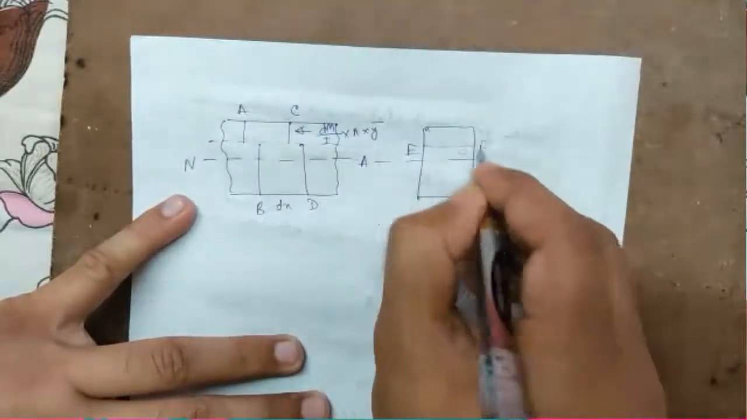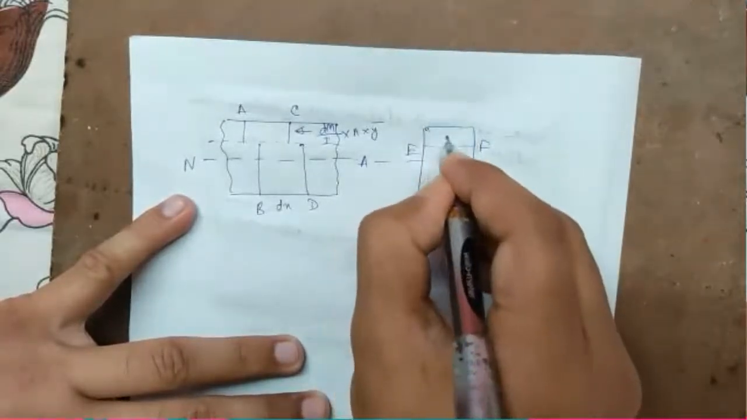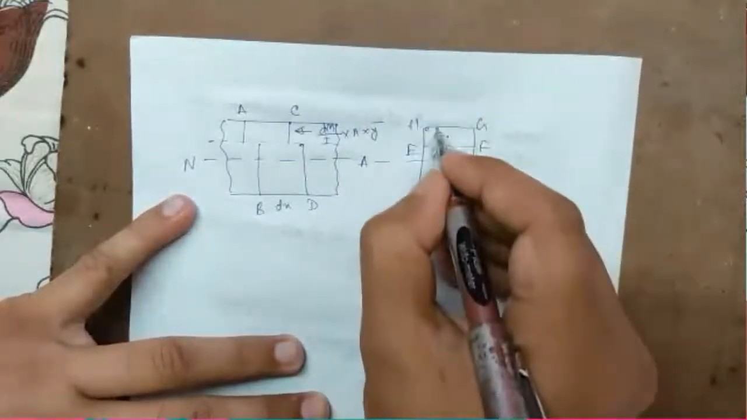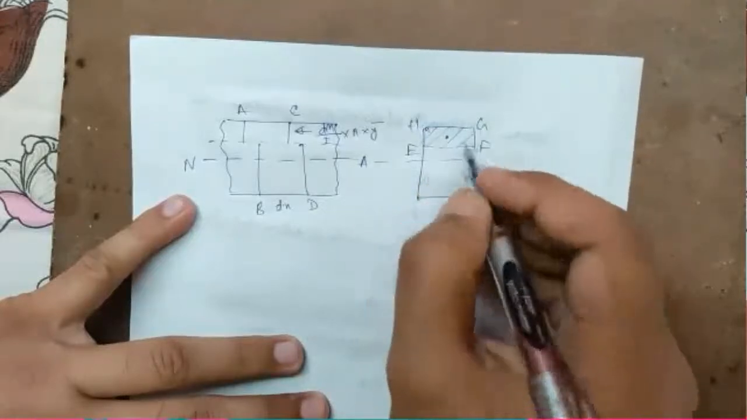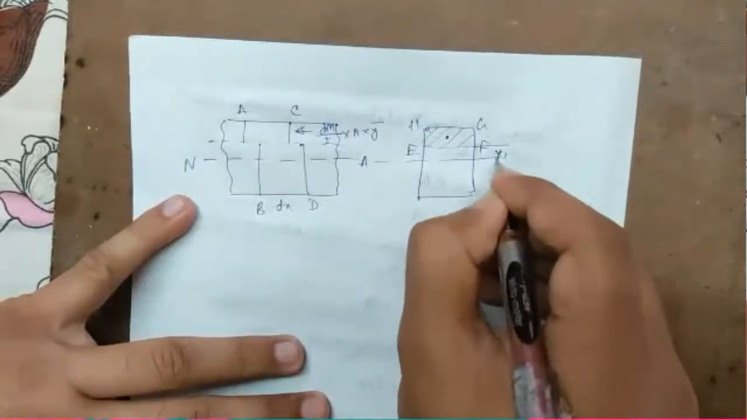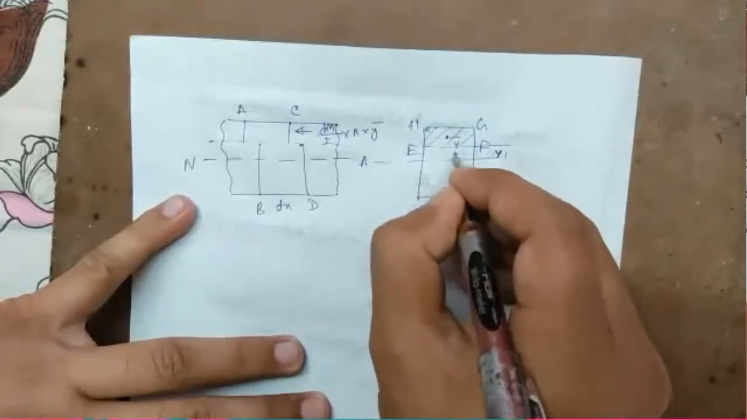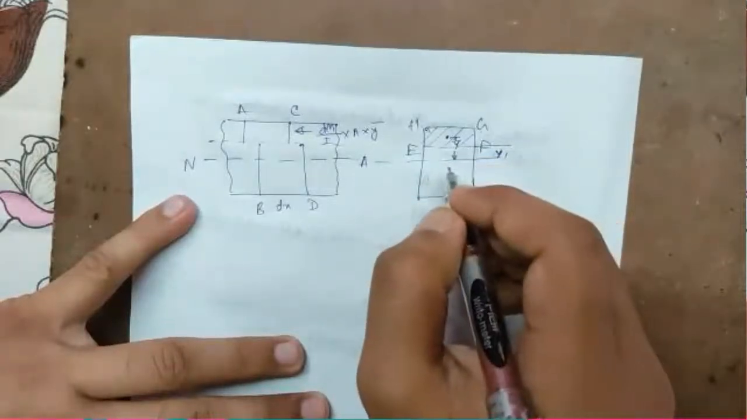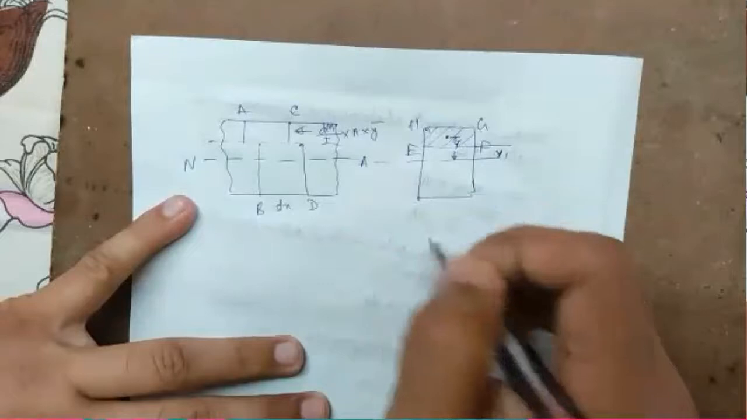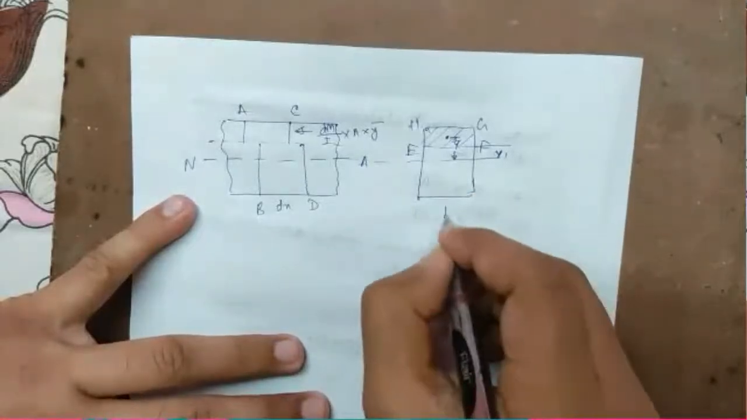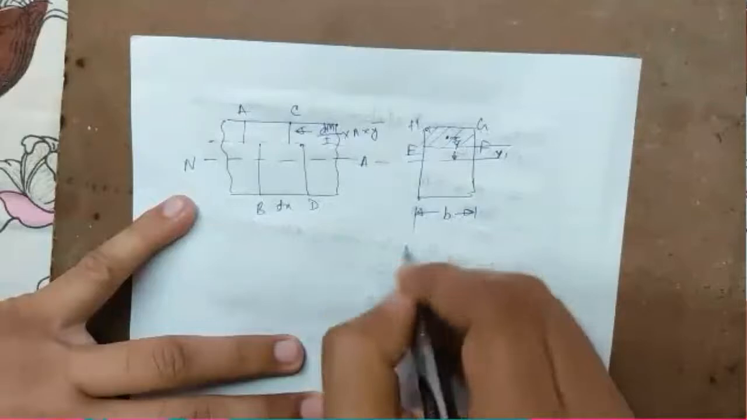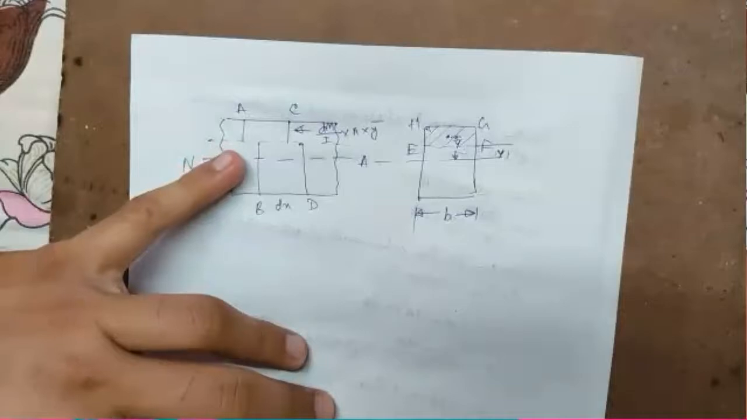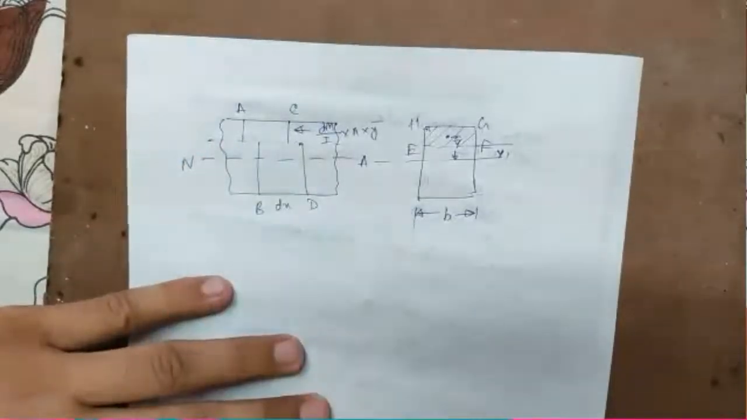This is your EF section, this is the CG of this EFGH section. This distance is y1, and this distance is y bar, and this width is b. Okay, so this is how these layers will be shifted and failure will occur.